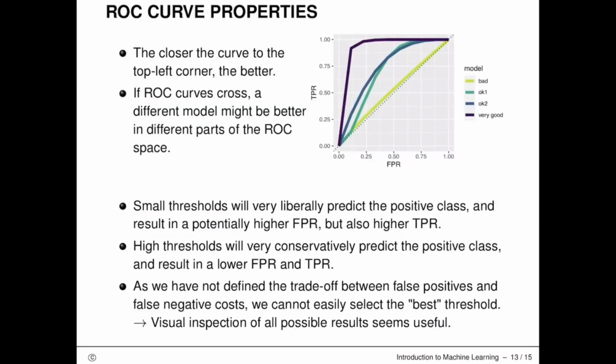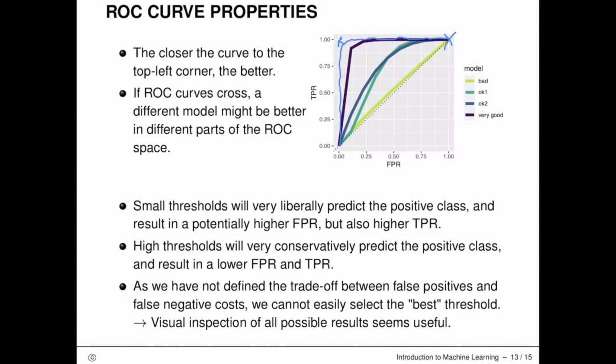And now if we want to compare different classifiers, so not only different thresholds for the same classifier, but different classifiers, then we can compare the ROC curves of those classifiers. And a very good ROC curve would look more or less like this. So it would go up and up and up, and then it would just go to the right to the point 1 and 1. So the closer the curve to the top left corner, the better it is.